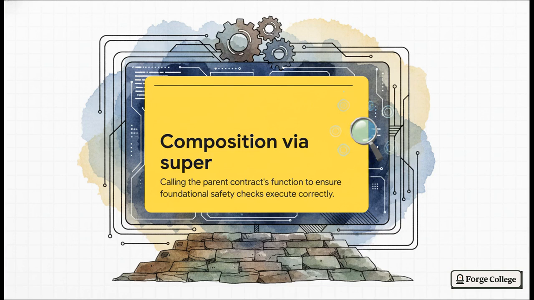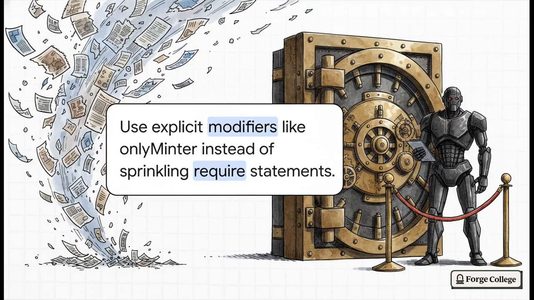Let's quickly define that second step, composition via super. When you call super, you're calling the parent contract's version of that specific function. This ensures that your new modular snap-on doesn't accidentally bypass the critical, battle-tested safety checks already built into the base ERC-721 chassis. It's basically your ultimate safety net. Never skip it.